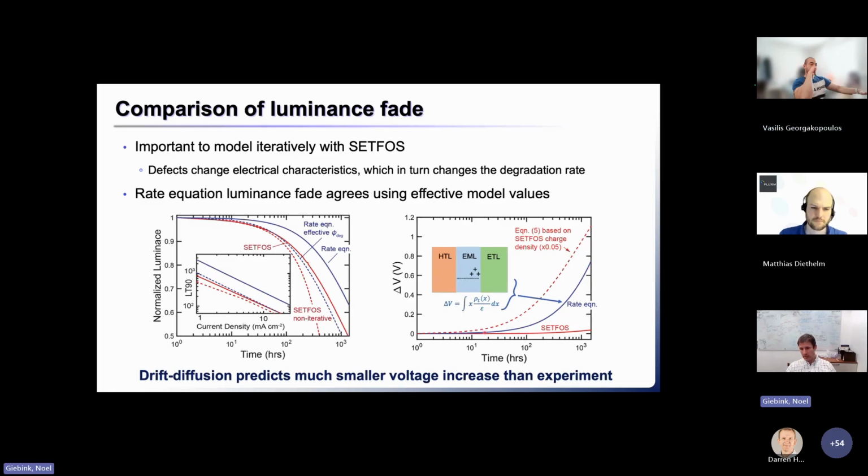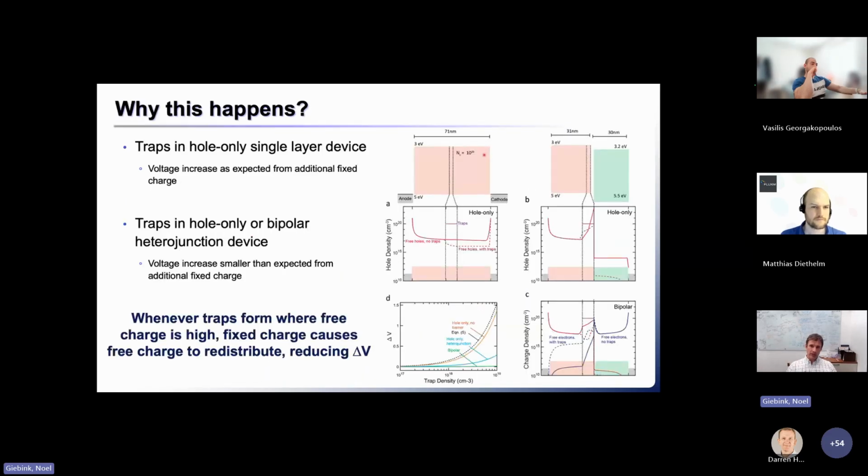The drift diffusion model, on the other hand, predicted almost no voltage rise, and this was a bit of a surprise for us. So we looked at it in more detail, and the reason it happens is this: let's say you take a hole-only device and introduce some traps right here in the middle. Normally, those traps would be fully occupied under forward bias, and so you end up with some fixed charge that will lead to the voltage increase.